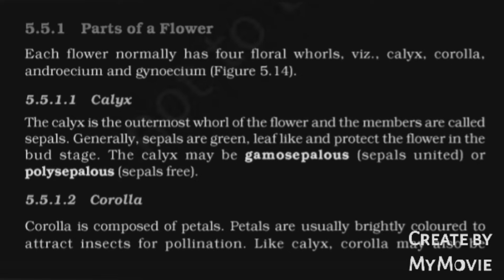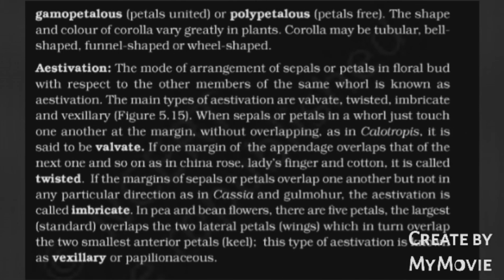Parts of a flower. Each flower normally has 4 floral whorls, namely calyx, corolla, androecium, and gynoecium. Calyx. The calyx is the outermost whorl of the flower, and the members are called sepals. Generally, sepals are green, leaf-like, and protect the flower in the bud stage. The calyx may be gamosepalous, that is sepals united, or polysepalous, where sepals are free. Corolla. Corolla is composed of petals. Petals are usually brightly colored to attract insects for pollination. Like calyx, corolla may also be gamopetalous, petals united, or polypetalous, where petals are free.